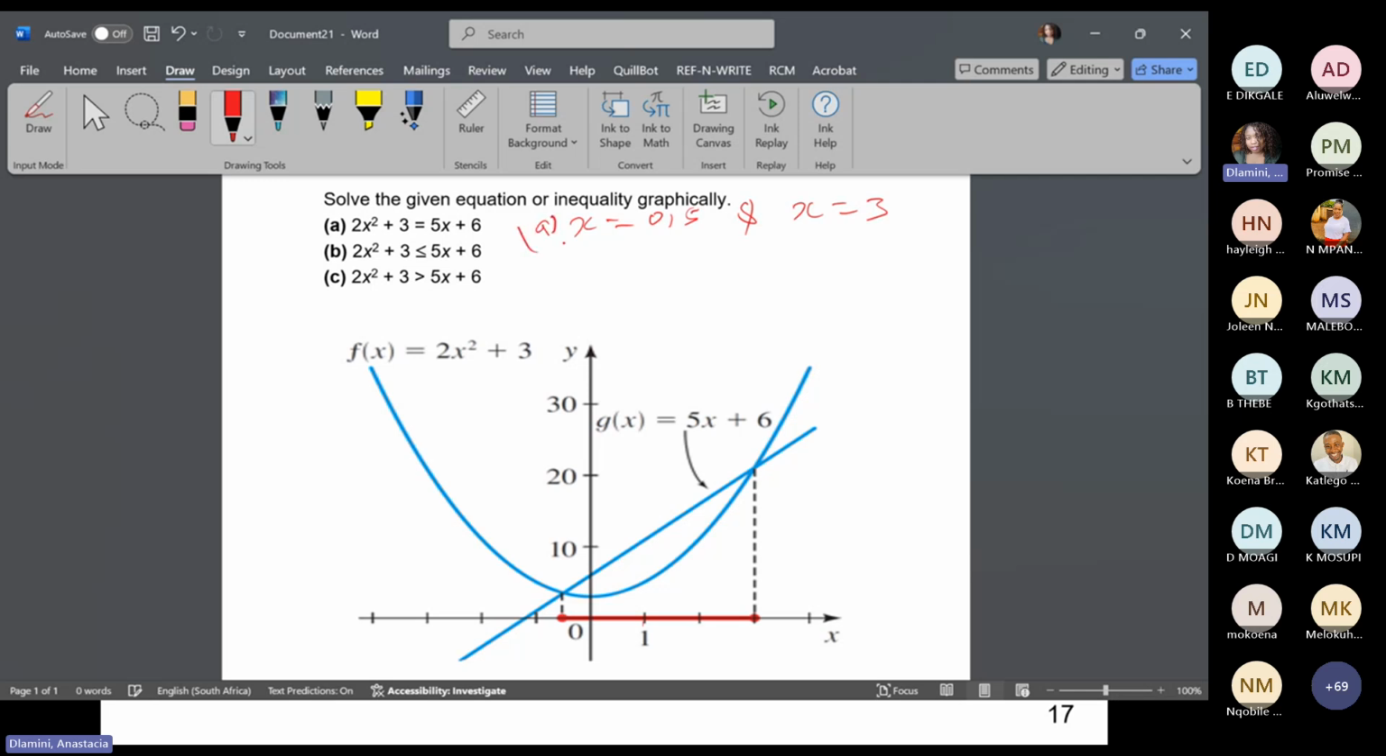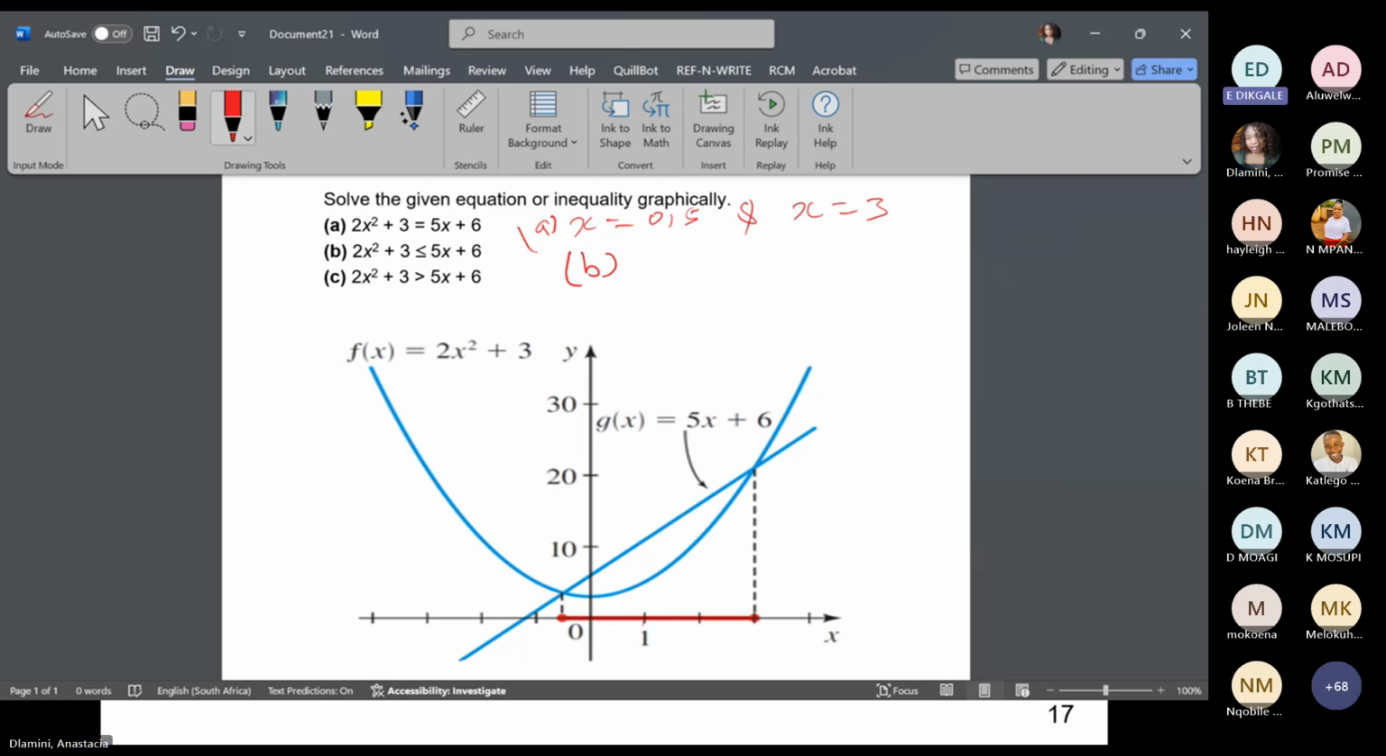This is A. Now B. What do they want? They want where the graph, the parabola, is under the straight line, or where it is equal to. Simple English. Where is the parabola under the straight line?